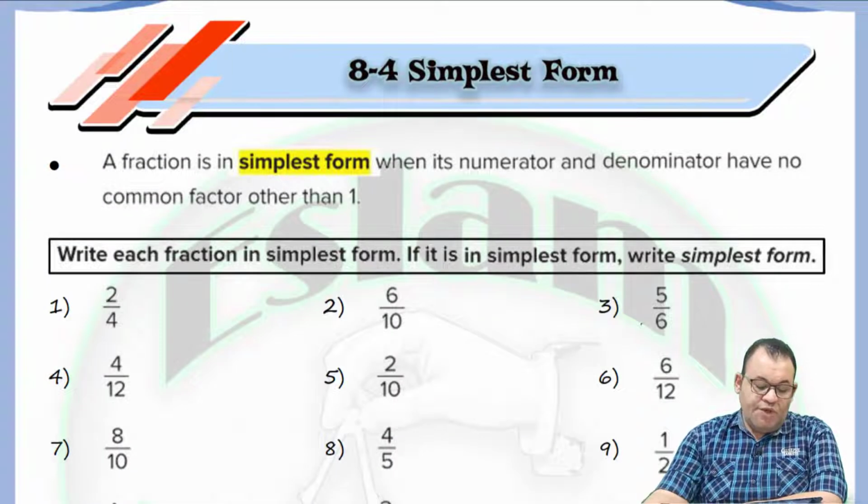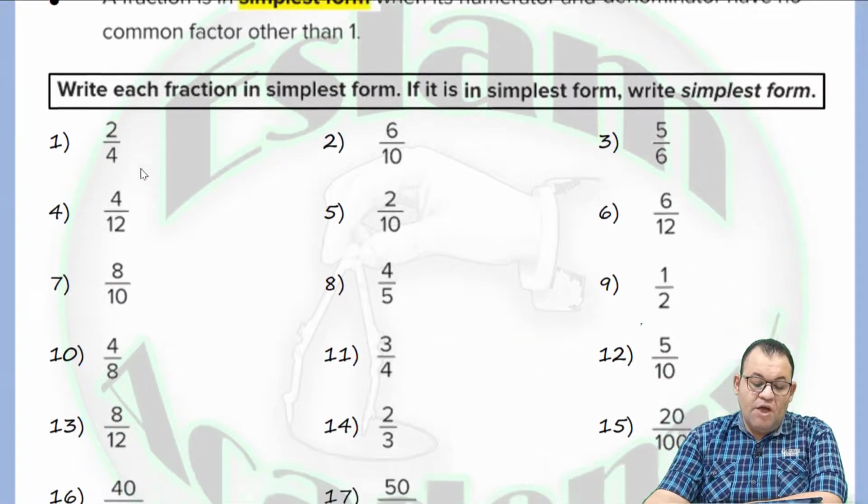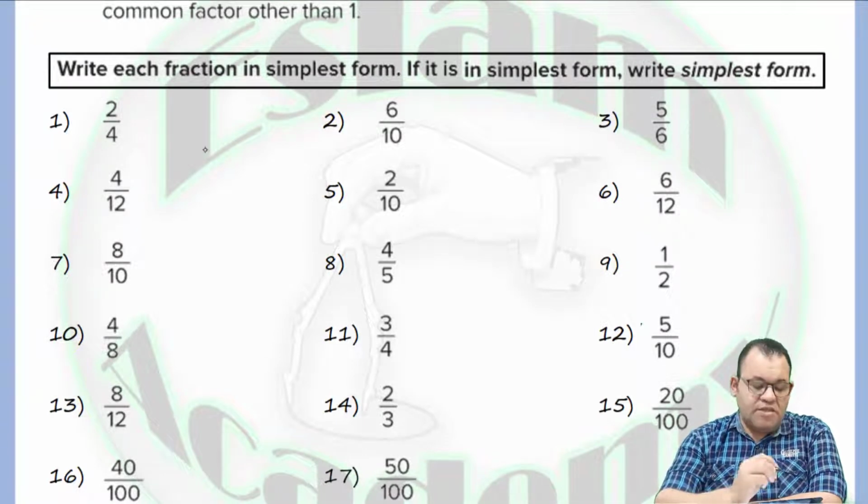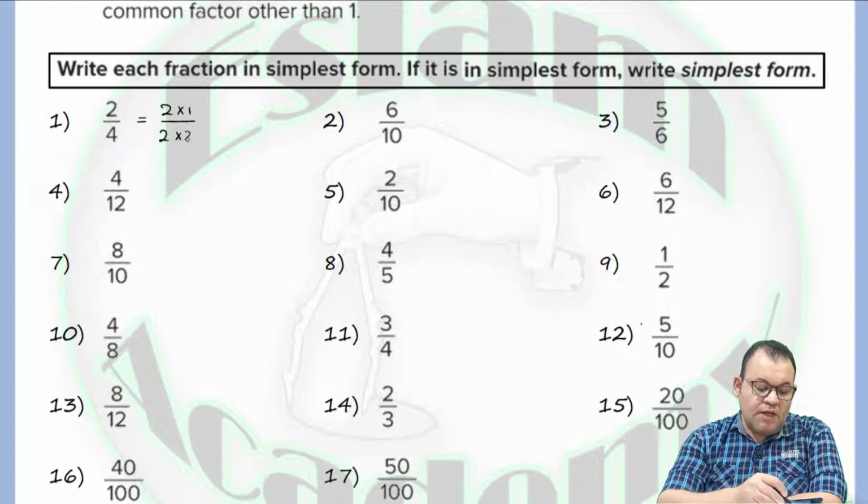In question number 1 we need to write each fraction in the simplest form. If the fraction is already written in the simplest form, we will write "simplest form". Now 2 over 4. With an easy way, we just need to write the factors of each number. 2 is equal to 2 multiplied by 1, and 4 will be equal to 2 multiplied by 2. We can cancel out the number up and down, so the answer will be 1 over 2. You will not find any common factor between 1 and 2 except 1, because 1 is equal to 1 multiplied by 1 and 2 is equal to 1 multiplied by 2. It means 1 over 2 will be the simplest form.